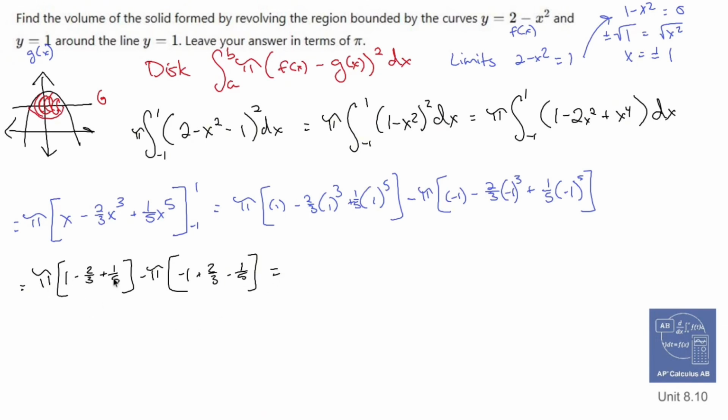Okay, common denominators of 15 are going to change that first bracket into 15 over 15. Multiply the 2/3 by the 5, so minus 10 over 15. Multiply the 1/5 by the 3, so plus 3 over 15. Minus pi, do the same exact thing. The negative 1 becomes negative 15 over 15, times the 2/3 by the 5, so plus 10 over 15, and times the 1/5 by the 3, so minus 3 over 15.